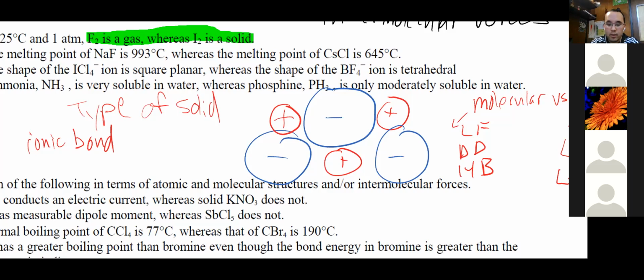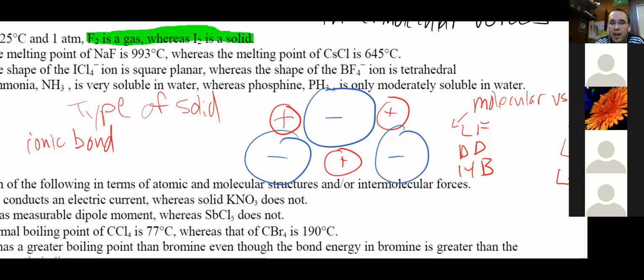And so why do you think cesium has a stronger ionic bond compared to NaF? Yeah, I have it written down. I'm going to check real quick.